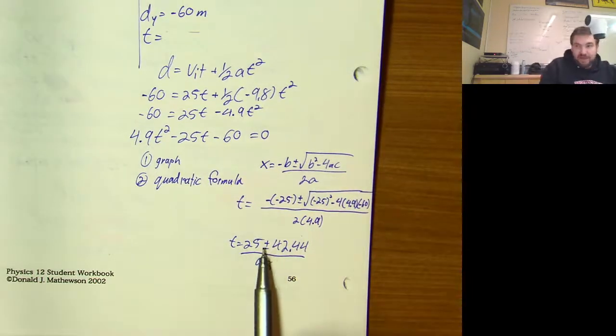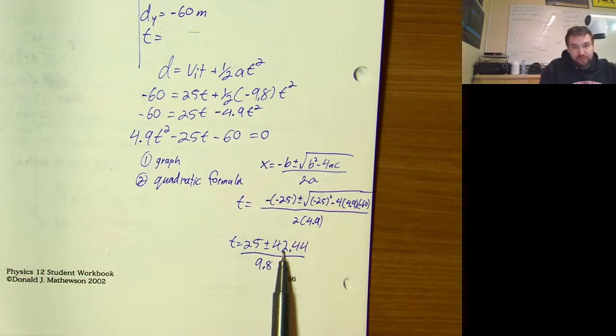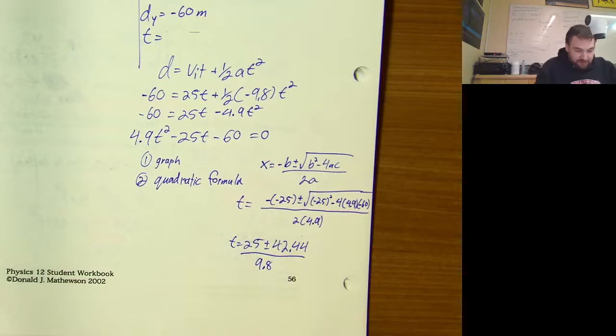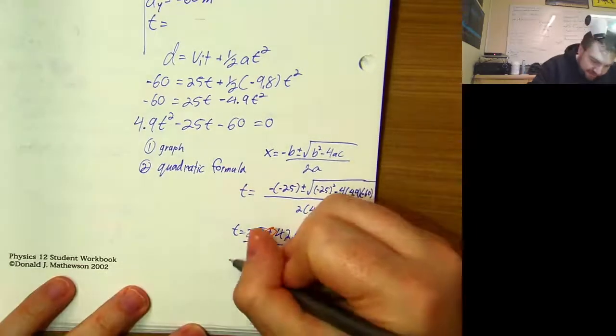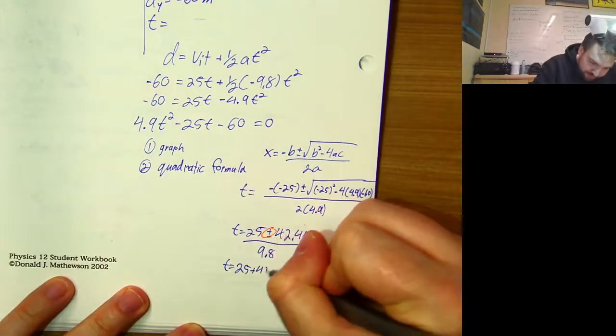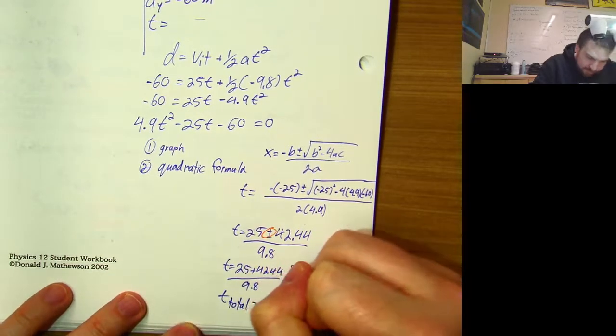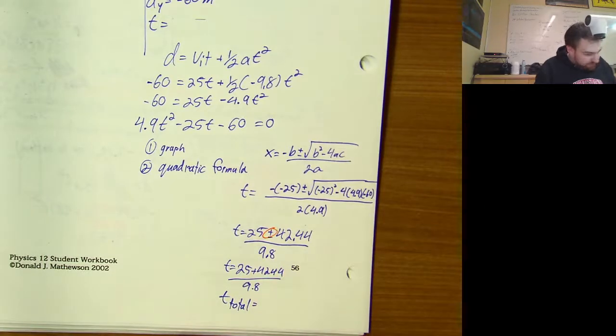So we can see here that we're going to have the plus and minus, again, a bit of a review. We can take the plus solution, 25 plus this divided by this, or we could take 25 minus this divided by this. We should be able to see that 25 minus 42.44 is going to give us a negative time. Negative time doesn't make sense. So when we're using the quadratic formula, we take the positive solution. We're going to find that t equals 25 plus 42.44 divided by 9.8.